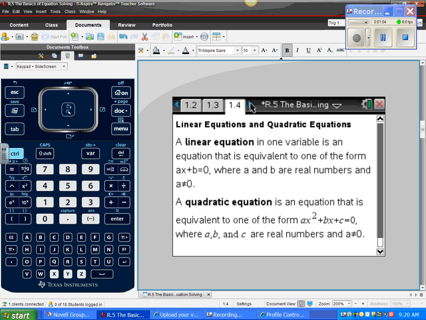Linear equations and quadratic equations: you should be able to know the difference by looking directly at the equation or the graph. It should be done by sight. A linear equation in one variable is an equation that is equivalent to one of the form ax plus b equals 0. Notice an equation has to have an equal sign. Please remember that: expression, no equal sign; equation, equal sign. Here a and b are real numbers and a does not equal 0. A quadratic equation is an equation that is equivalent to one of the form ax squared plus bx plus c equals 0, where a, b, and c are real numbers and a does not equal 0.